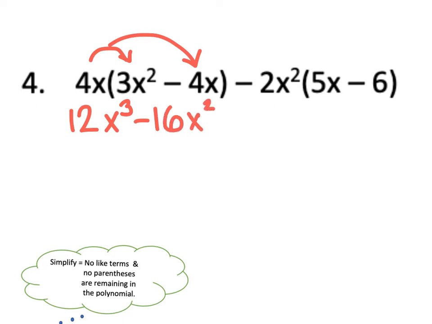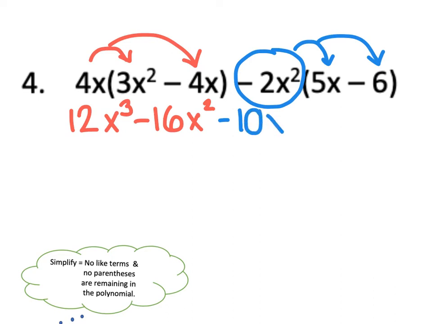I'm going to switch colors to illustrate the second part. I'm going to take negative 2x squared times each of these, which gives me negative 10x to the third. Again, I'm multiplying, so my exponents are changing. And negative 2x squared times negative 6 is positive 12x squared.